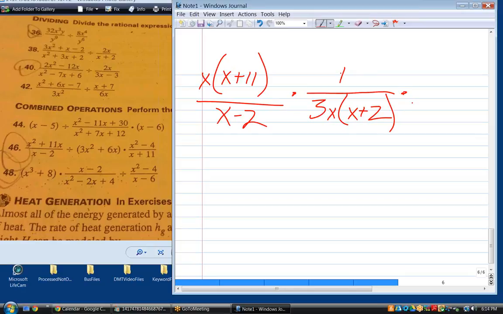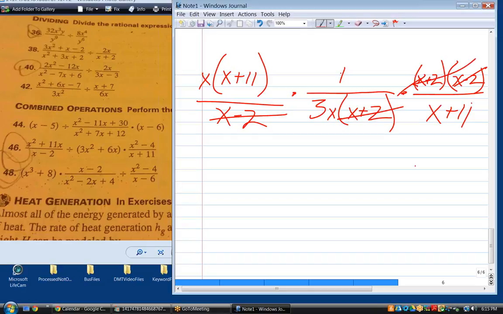And times, now let's factor top. Well, the bottom is already factored, x plus 11. What's the top factor into? X plus 2 and x minus 2. Now let's go about canceling. So here's an x minus 2, an x minus 2, an x plus 2, an x plus 2, an x plus 11, an x plus 11. What have I got left?